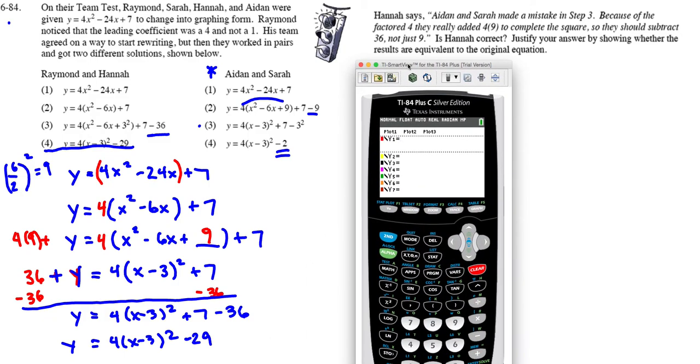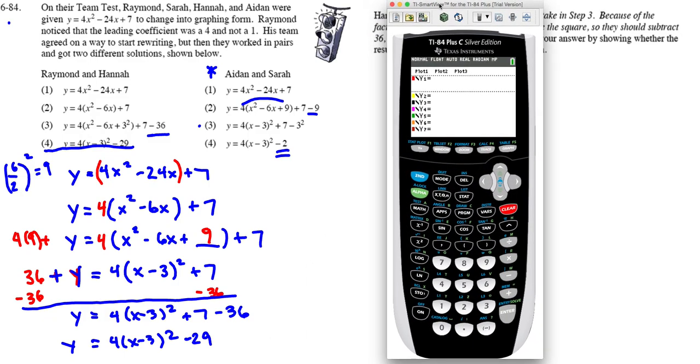Now let's just go ahead and check this on the calculator. That's the easiest way to verify whether or not they're equivalent. Okay, because they want us to justify that Hannah was correct. So let's start out with our original equation. Y equals 4x squared minus 24x plus 7. Okay, so we got that there.